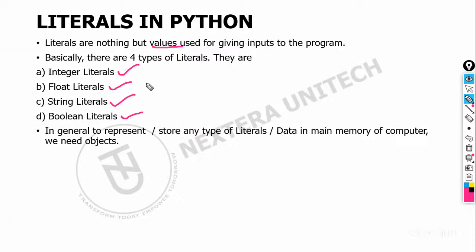But in order to take all these values, it might be a number or a decimal number or a sequence of characters or boolean values, you should have some objects to store it. Obviously there should be some object in order to store these values. The literals, the values, should be stored in some objects. Only then I can use these values to do some kind of operations. So what exactly are these objects in Python?